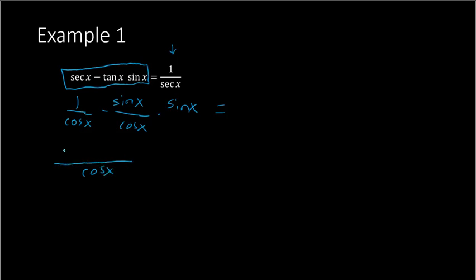We have 1 over cosine, so let's put the 1 here, and then minus sine of x times sine of x. We can put this into one fraction. Sine of x times sine of x would be sine squared of x.